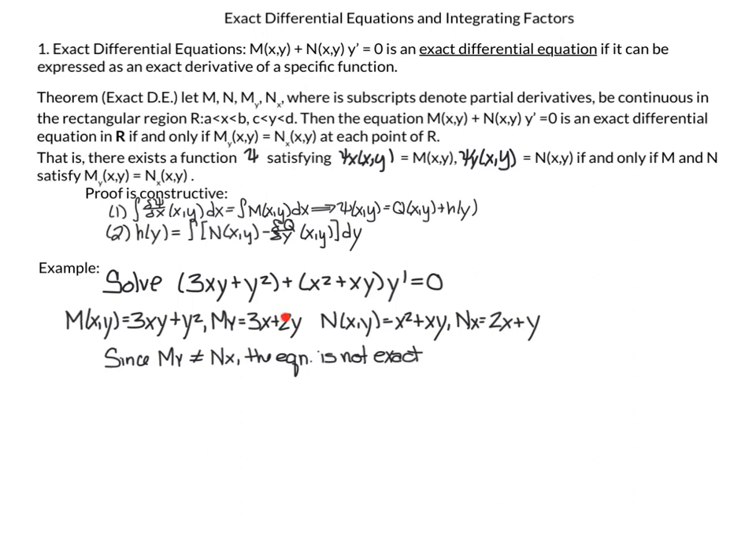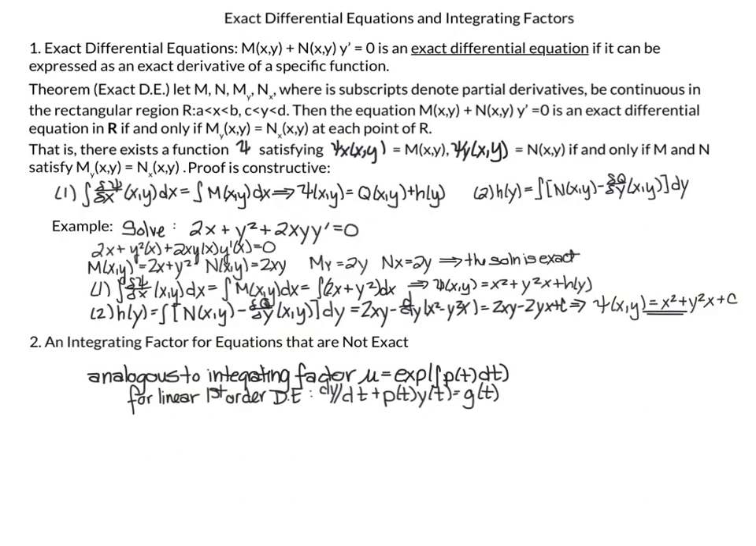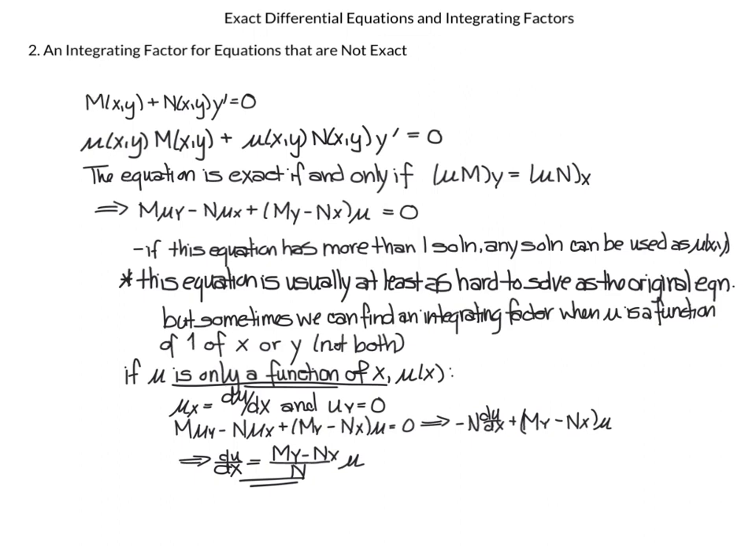So you can see, actually they're not equal. So since M_y is not equal to N_x, the equation is not exact. Which brings us to our next topic, to attempt to find integrating factors for equations that are not exact. And this is analogous to the integrating factor that we used for first order linear differential equations. We have M(x,y) + N(x,y)y' = 0, but this equation is not exact. We're going to multiply the entire equation by an integrating factor μ(x,y).